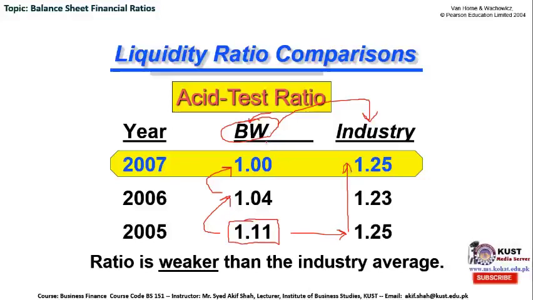When we compare Basket Wonder's asset test ratio of 2007 with the industry average, we can infer that the company, Basket Wonder, is not performing well on the asset test ratio, and there could be a potential liquidity problem in 2007 when the liabilities come due.